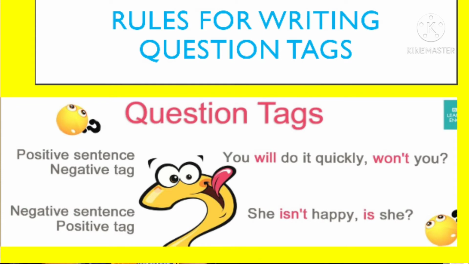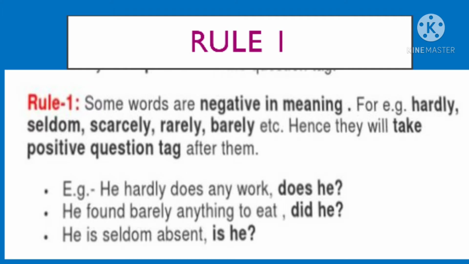If the statement is positive, then we get a negative question tag followed by a subject pronoun. And if the statement is negative, then we get a positive question tag followed by, what do we get here? The subject pronoun. I have explained this rule. Now, that was the basic rule.